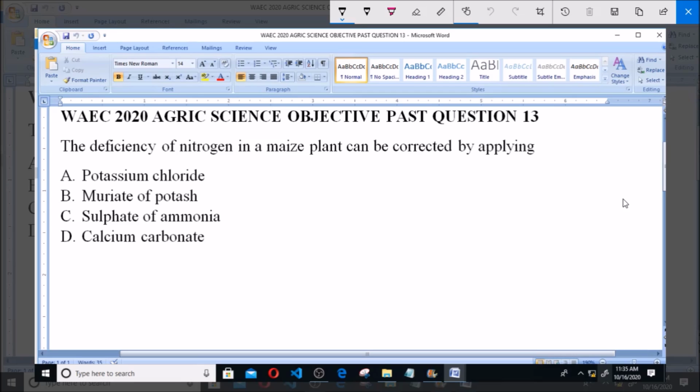The deficiency of nitrogen in a maize plant can be corrected by applying: A. Potassium chloride, B. Muriate of potash, C. Sulfate of ammonia, D. Calcium carbonate.